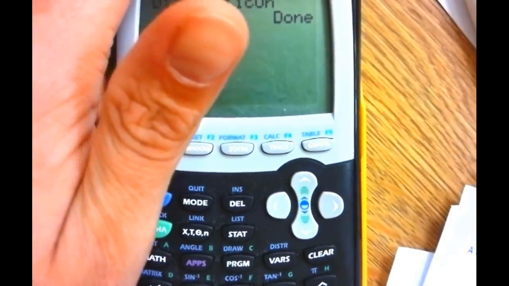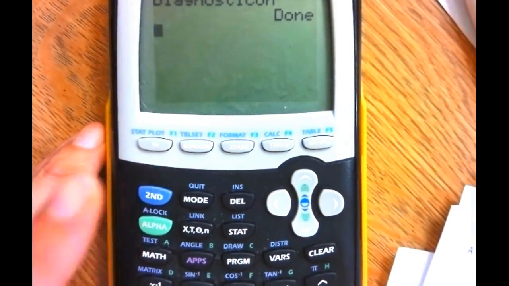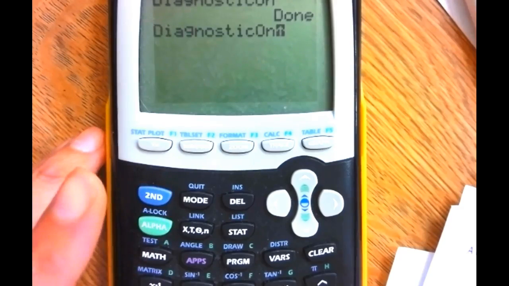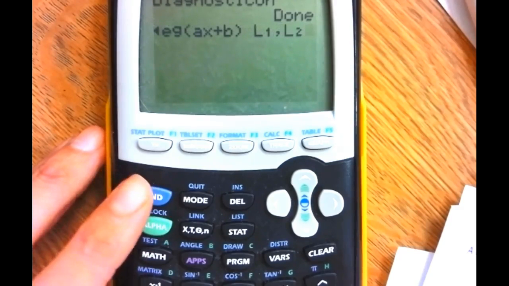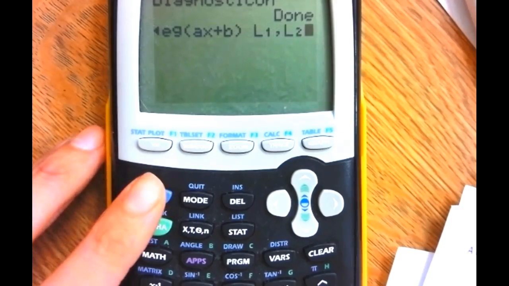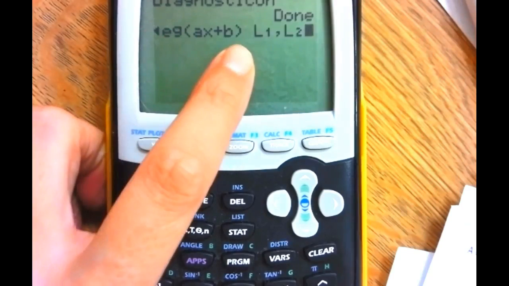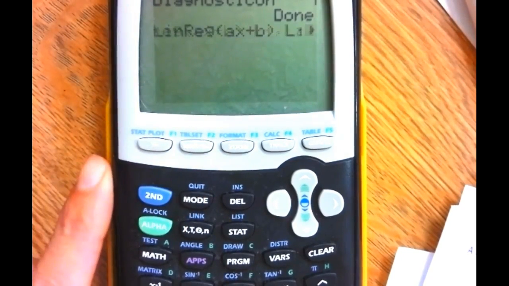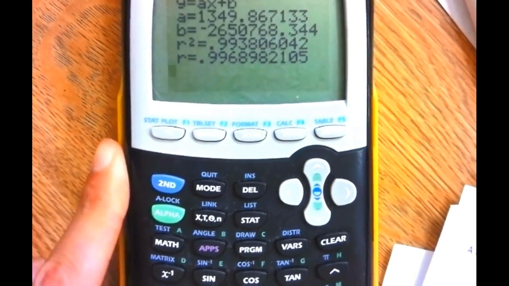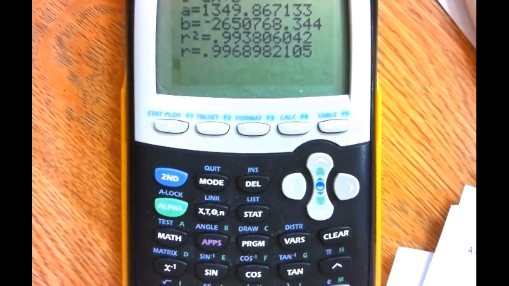If you had to follow those steps, you're going to hit second enter. So second, the enter key, second, the enter key. So the linear regression comes up. You're going to hit enter again. Now everybody should be happy and we should have an A, a B, an R squared, and an R.